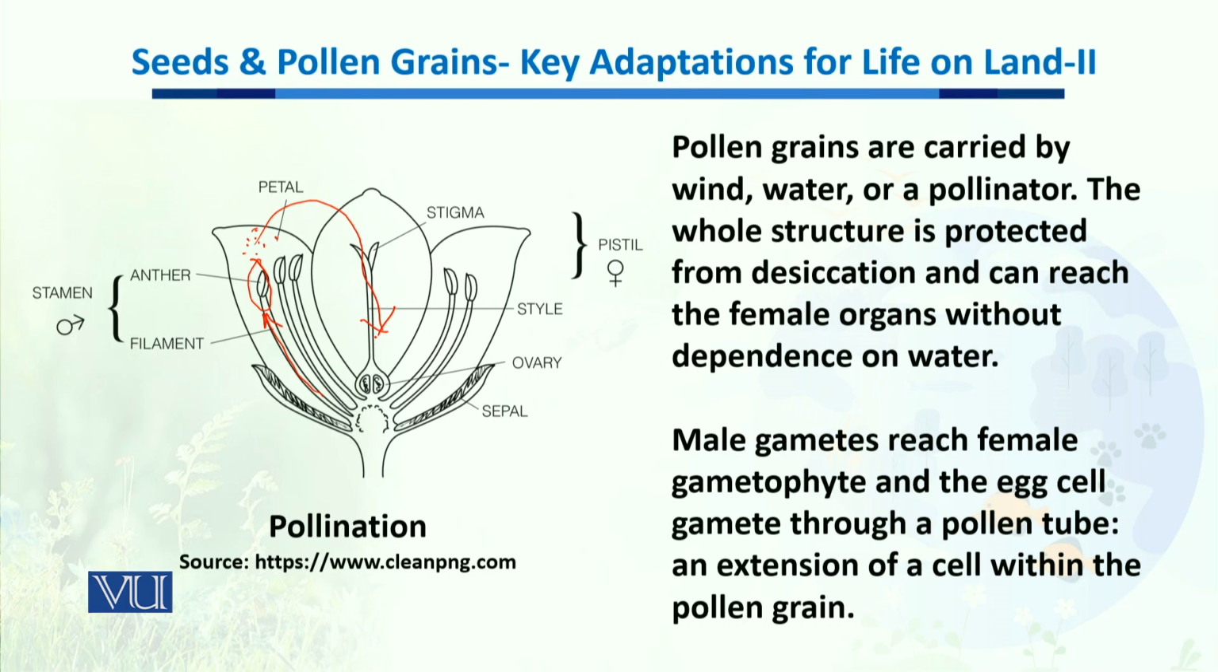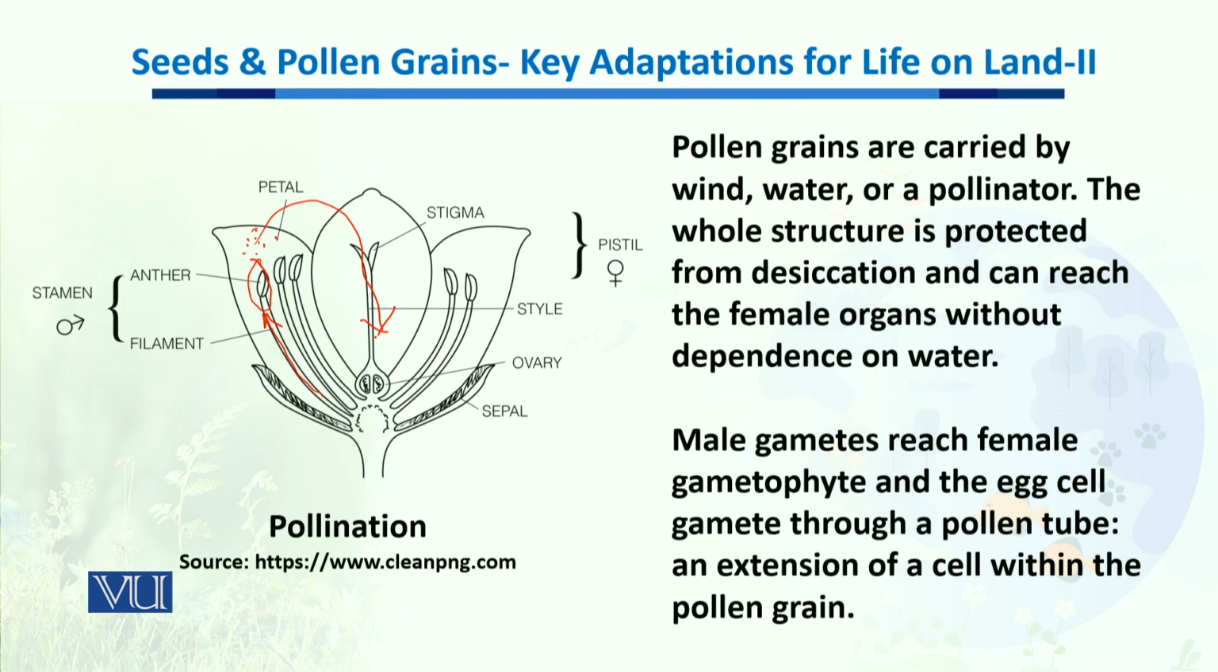In order to move to the female reproductive organ, they can be carried by wind, by water, or by some external pollinator, for example, ants, bees, and other insects. Pollen is a very hard structure, well preserved and protected from desiccation, and it has the ability to reach the female organ without depending on water.